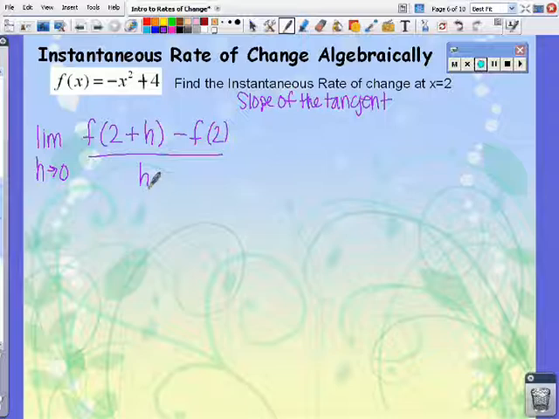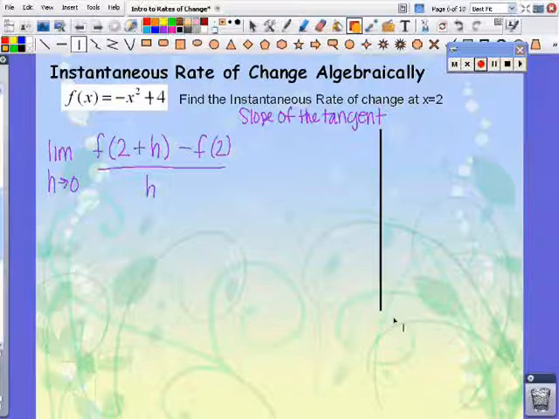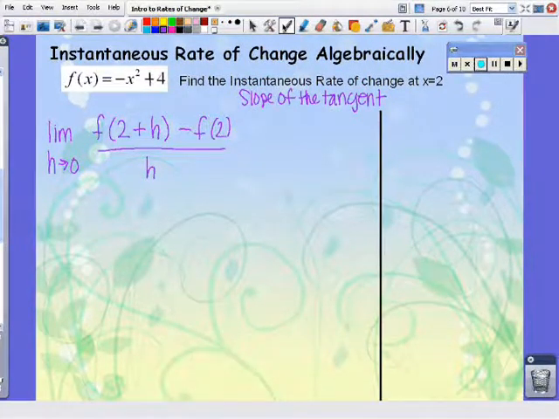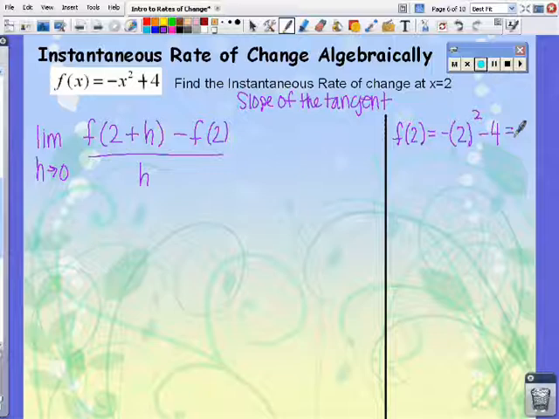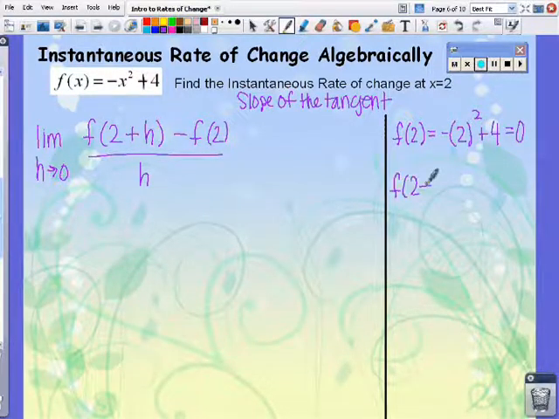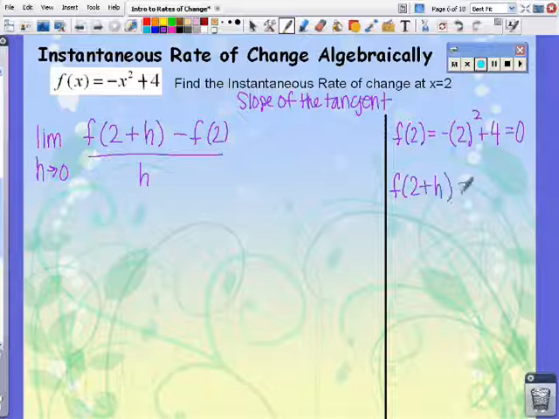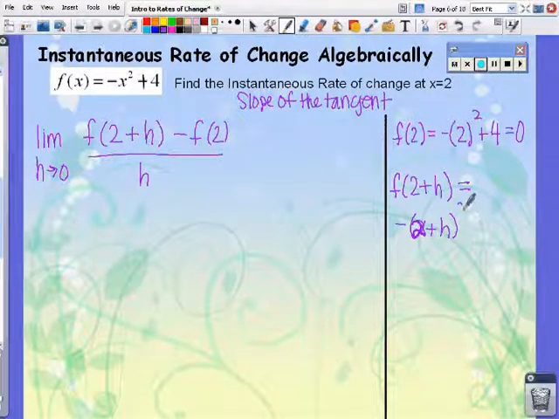Off to the side, if you're having some trouble with these problems, remember what I do is put a little mark here so we don't get confused. So what I do is I find f of 2, which would be negative 2 squared plus 4, excuse me, 0. And I also find f of 2 plus h, which is the same as negative 2 plus h squared plus 4.